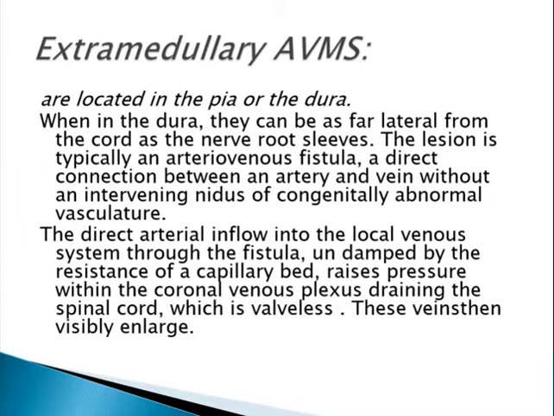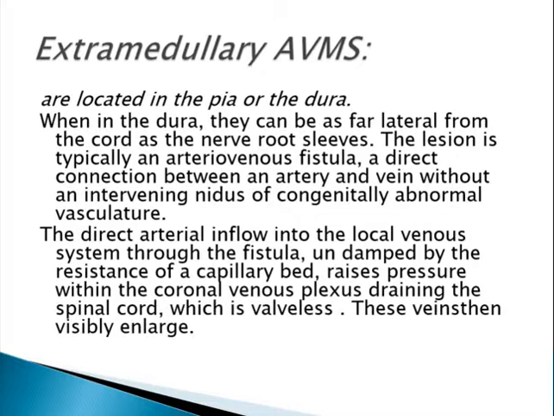Now, regarding the extramedullary AVMs, they are located outside the spinal cord but within the dural or the thecal sac. So they will be either in the pia or dura mater. When they are in the dura, they can be as far lateral from the cord as the nerve root sleeves. The lesion is typically an arteriovenous fistula. It's a direct connection between an artery and a vein. But keep in mind there is no intervening nidus. This is the main difference from intramedullary AVMs, that there is no nidus in between.